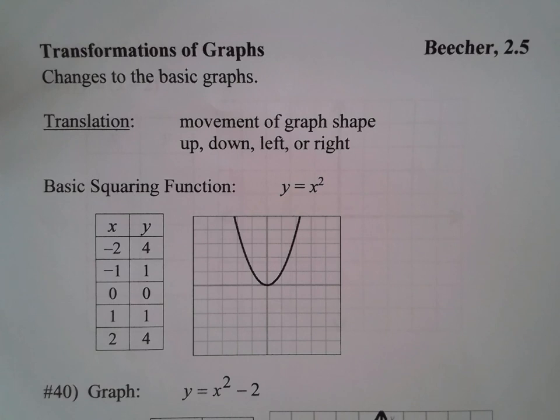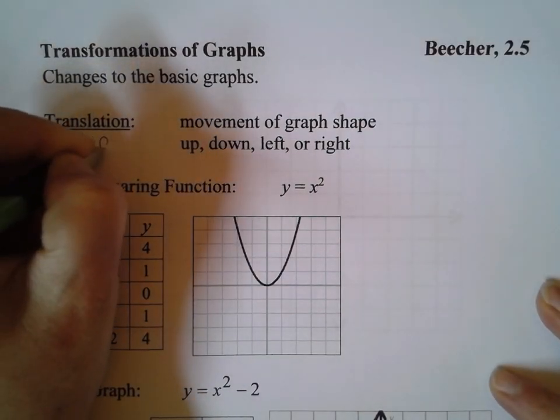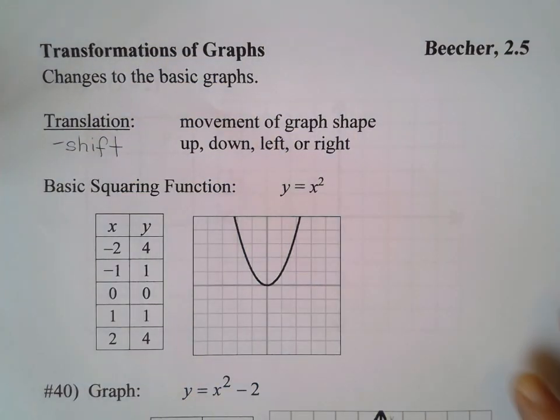Okay, we're going to make 3 different types of changes to these basic graphs. The first one is called a translation. It's essentially a shift. And the idea is that we are going to take the shape of the graph as it is and move it either up, down, left, or right.